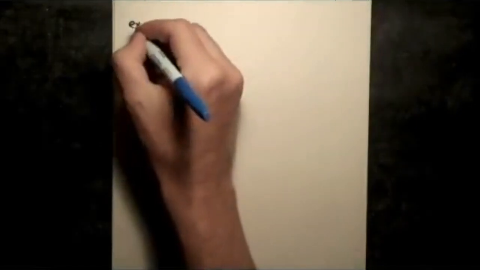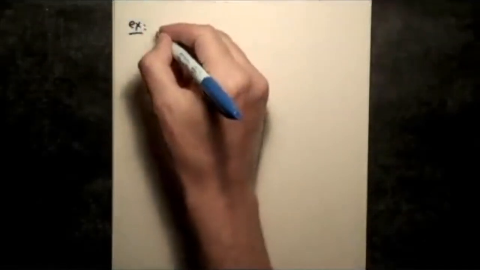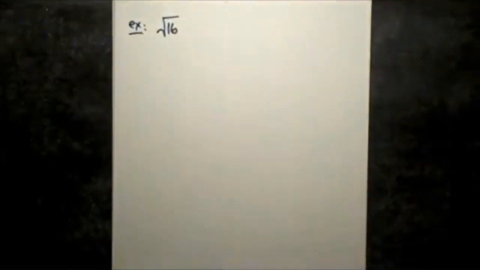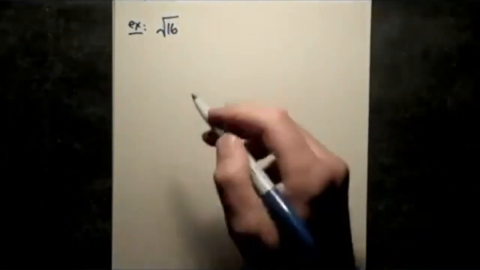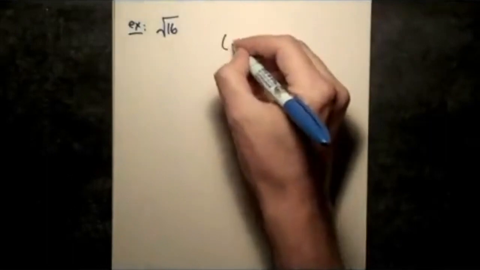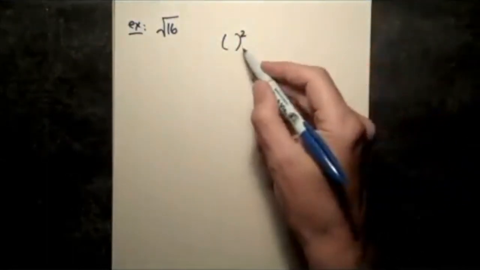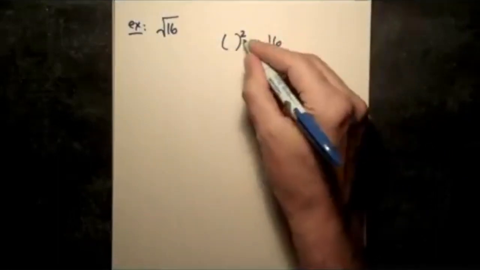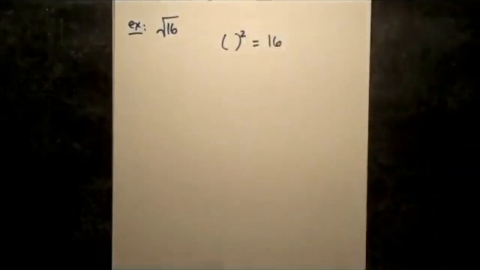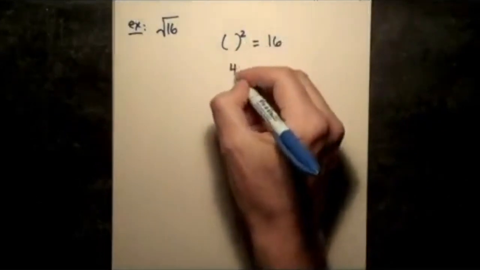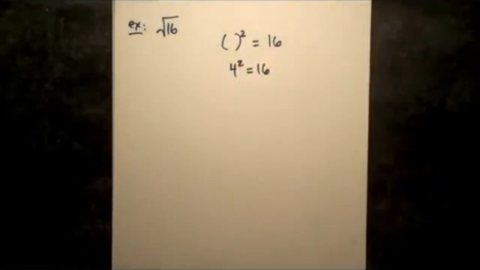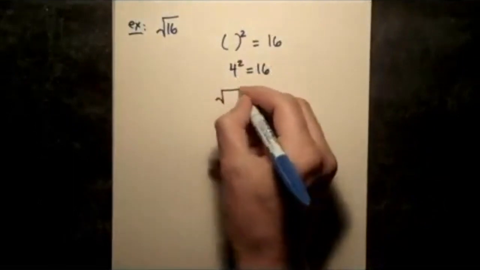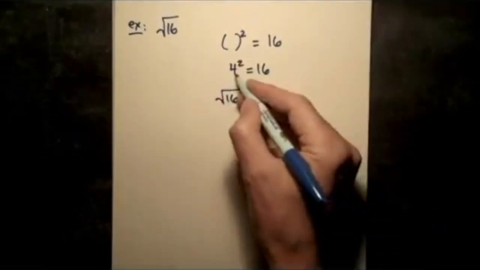Let's look at an example. Suppose we were asked to evaluate the square root of 16. Whenever I'm evaluating a square root, I'm asking myself, what number squared is equal to this? So what squared equals 16? And we just saw from the previous example that 4 squared is equal to 16. So the square root of 16, according to this definition, should equal 4.